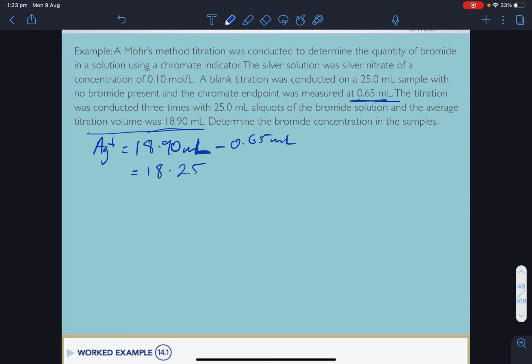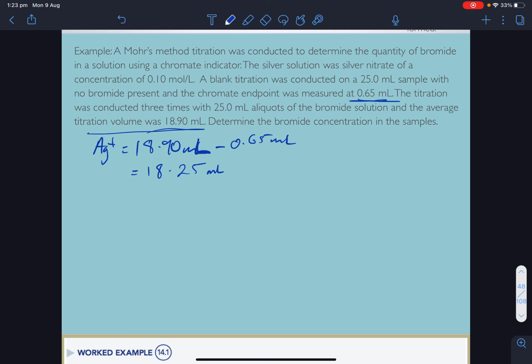18.25, is my math correct? I should have my calculator in front of me. You're all probably laughing at me right now. He can't do simple maths, but in the exam, put it in your calculator anyway. 18.25 mL. Phew! Thank you, calculator. I am right. Okay. Just getting my periodic table in front of me.